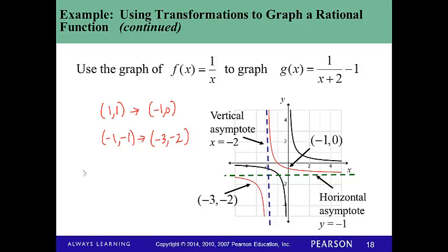And let's talk about how the horizontal and vertical asymptotes change. The vertical asymptote before was x equals 0, and the horizontal asymptote before was y equals 0. When we shifted 2 units to the left, the vertical became x equals negative 2, and when we went down 1, the horizontal became y equals negative 1, as we see here.